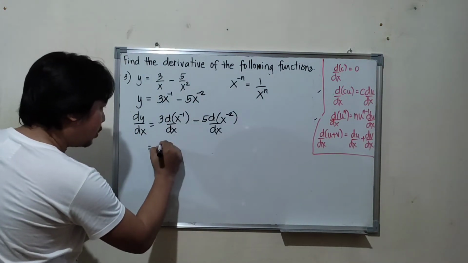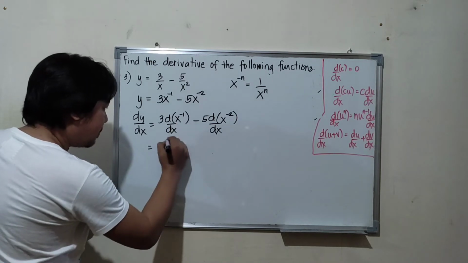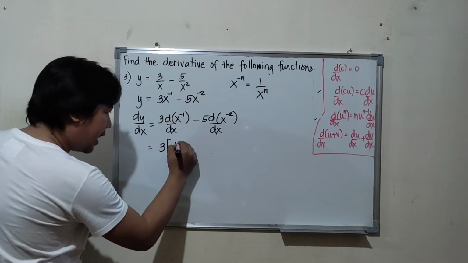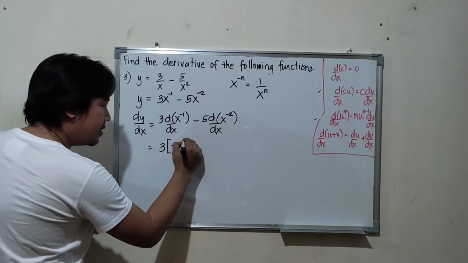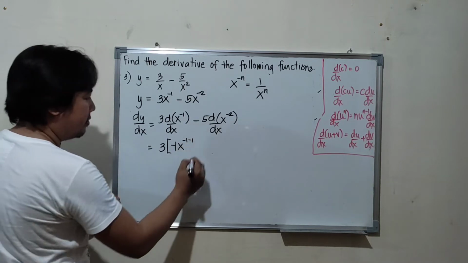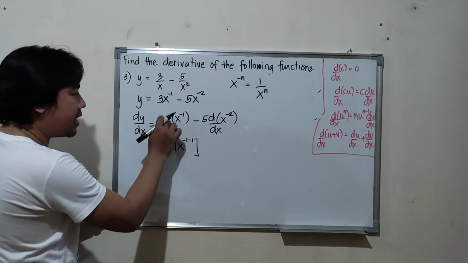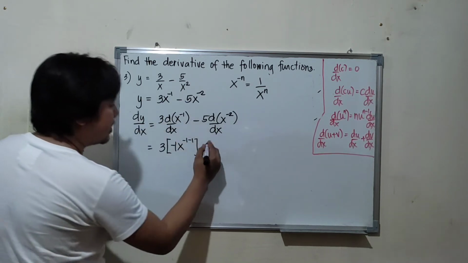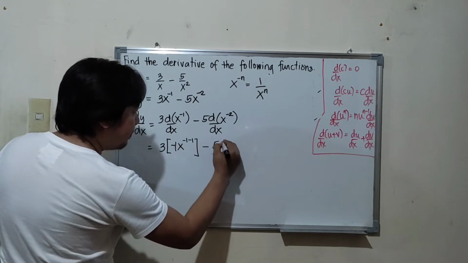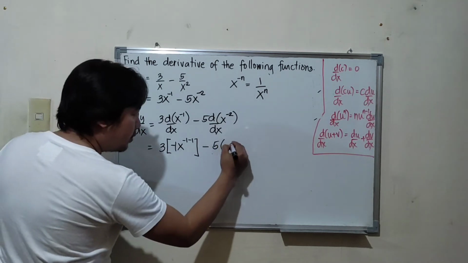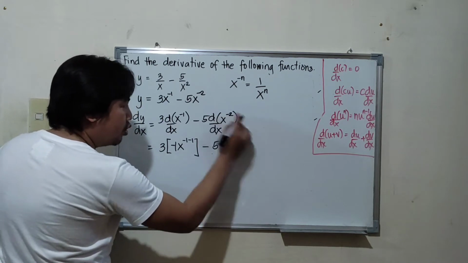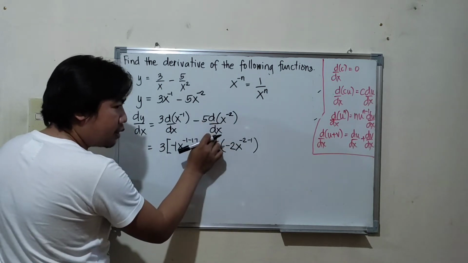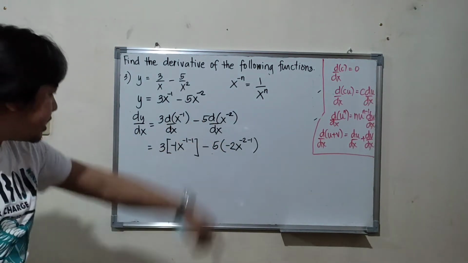So this is equal to 3, then multiply this. We have negative 1 multiplied by x, so negative 1x. Then subtract 1 here, so negative 1 minus 1. Then times dx over dx, which is equal to 1, so no need to write dx over dx. So minus 5 times, we have negative 2, then x raised to negative 2 minus 1 times the derivative of x with respect to x, which is equal to 1.